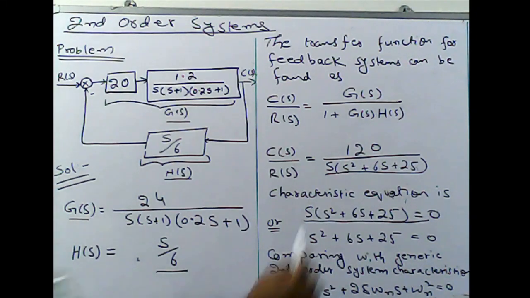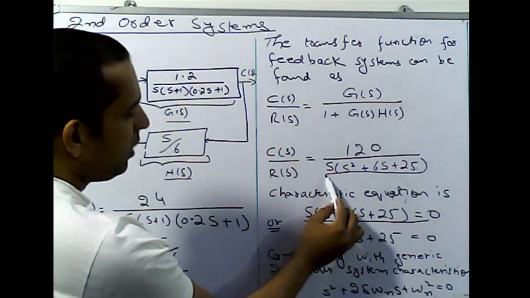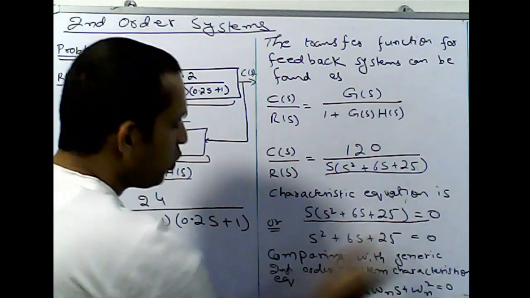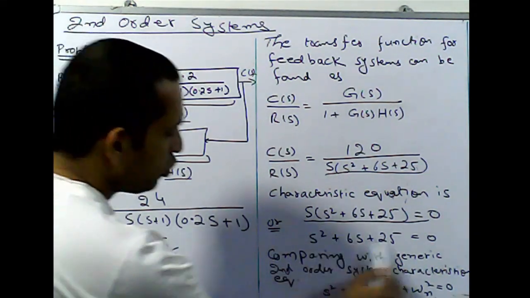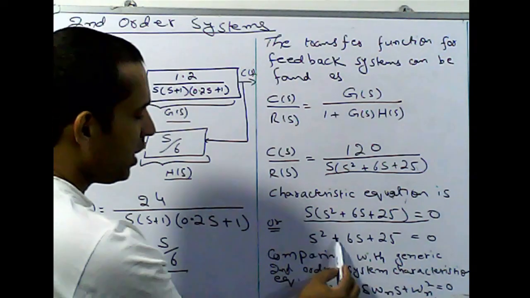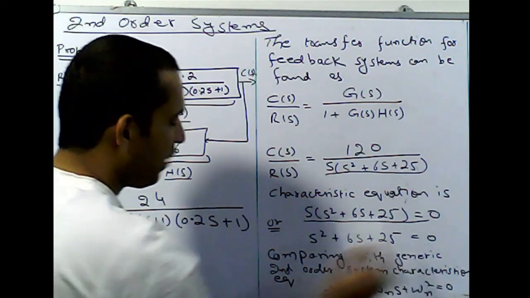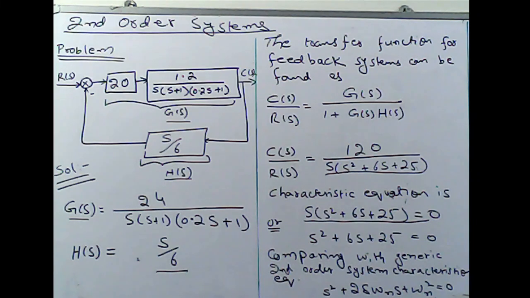So by putting this characteristic equation equal to 0, we can further reduce it down to this equation, that is S square plus 6S plus 25 is equal to 0. Now we can use this equation to find the values of zeta and omega n.